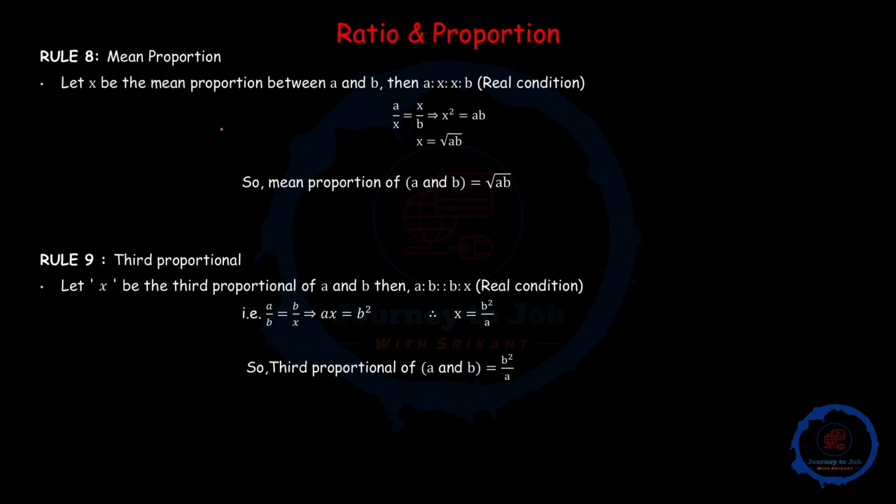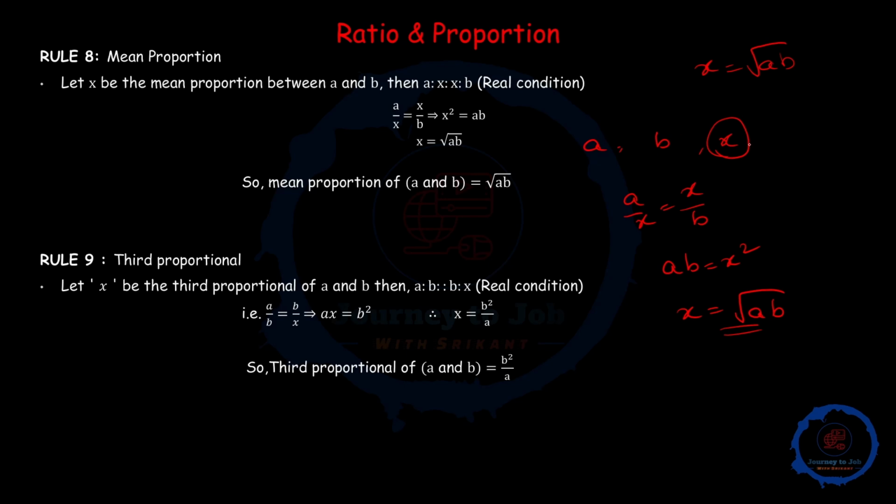Next, mean proportion. Mean proportion means, suppose A and B are there. The mean proportion X is such that A by X is equal to X by B. This means AB is equal to X square, or X is equal to under root AB. So X is the mean proportion of A and B, meaning X is equal to under root AB. If X is the mean proportion of A and B, then X is also the geometric mean. The geometric mean of A and B is what? Under root AB only.